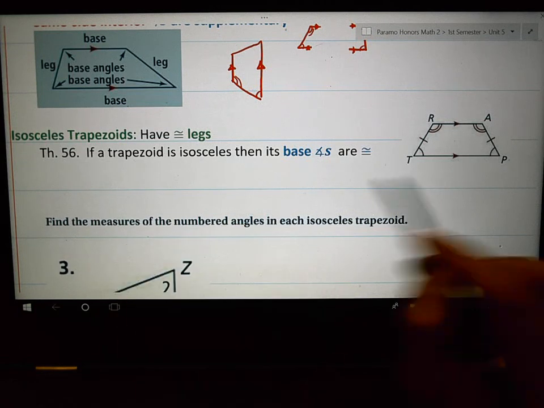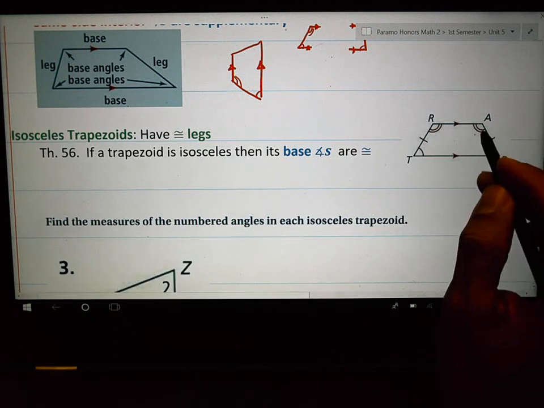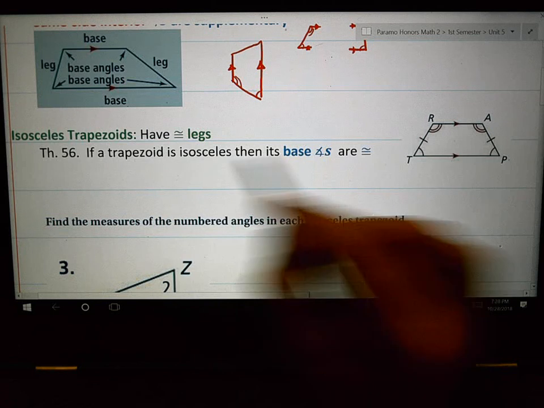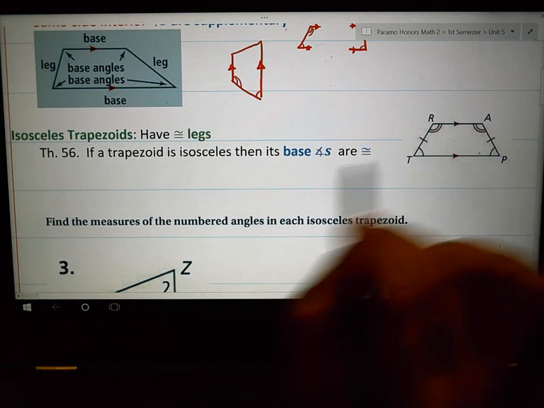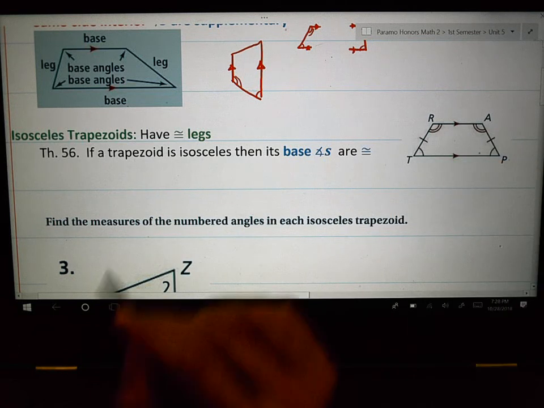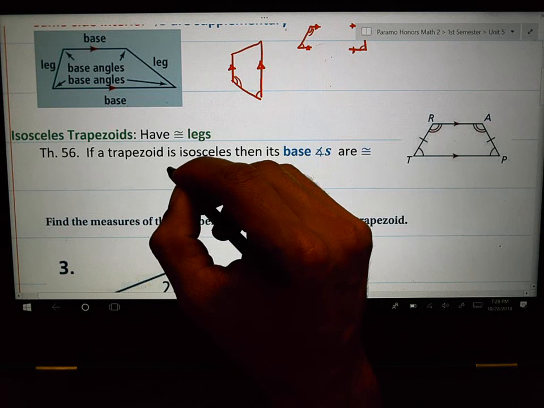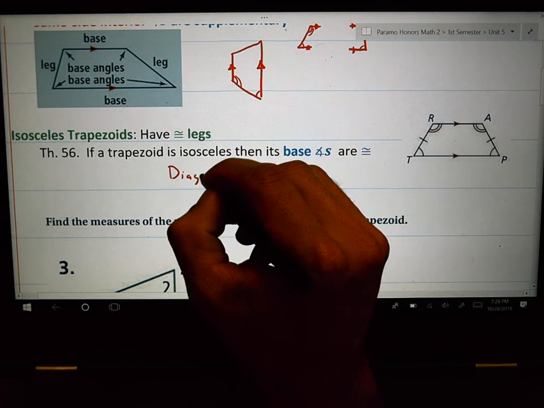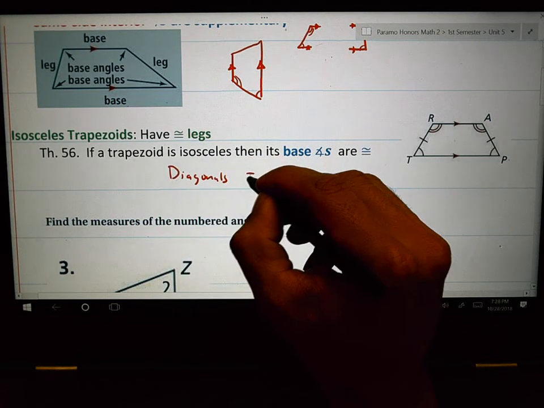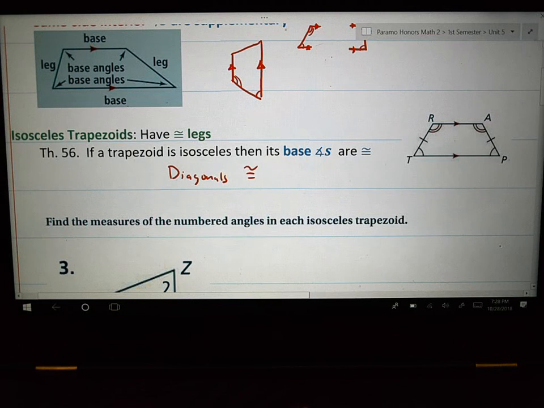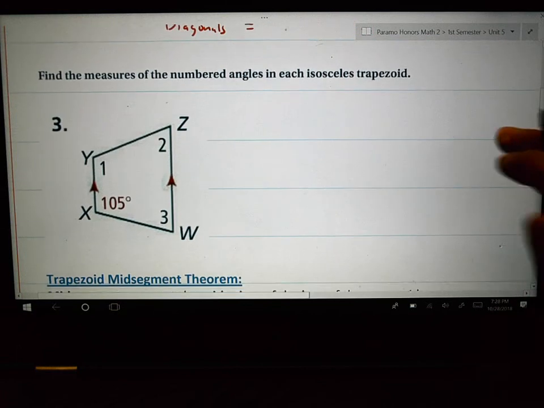And there's one other fact here that you didn't write down, but I should probably mention it. The diagonals would also be congruent for an isosceles trapezoid. I'm going to put: diagonals are also congruent for isosceles trapezoids only. Which brings us to our first example.